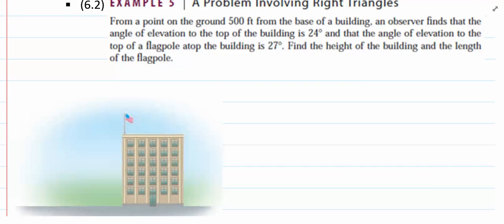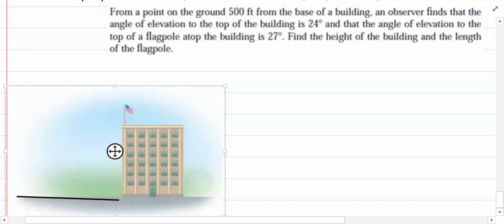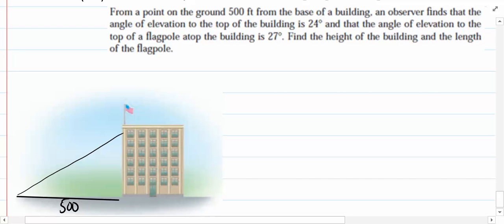Let's see one final example. From a point on the ground 500 feet from the base of a building, so we know that we're 500 feet from this building. So I can't seem to draw a straight line here, but that'll have to do. We are 500 feet from the base of a building, we see that the angle of elevation to the top of the building is 24 degrees. So this angle of elevation is 24 degrees.